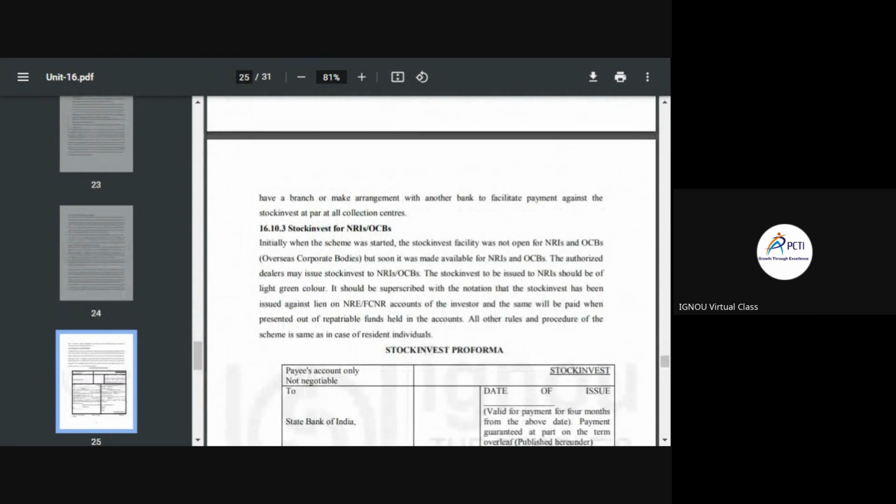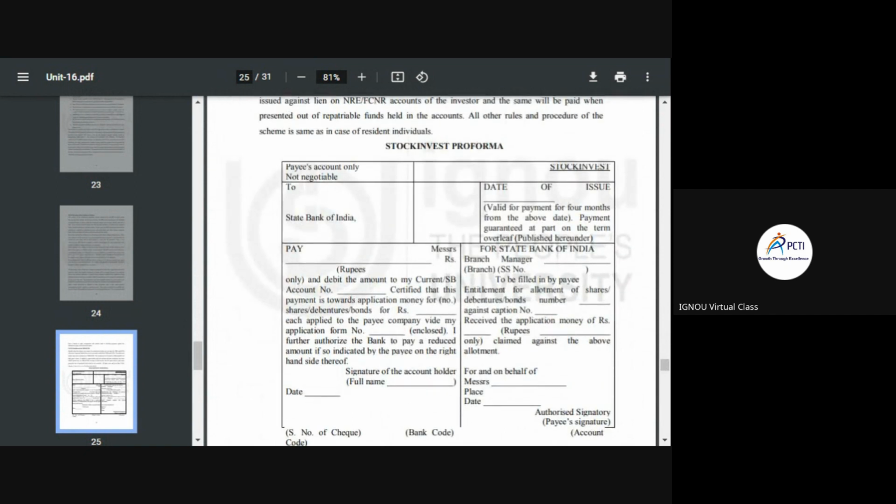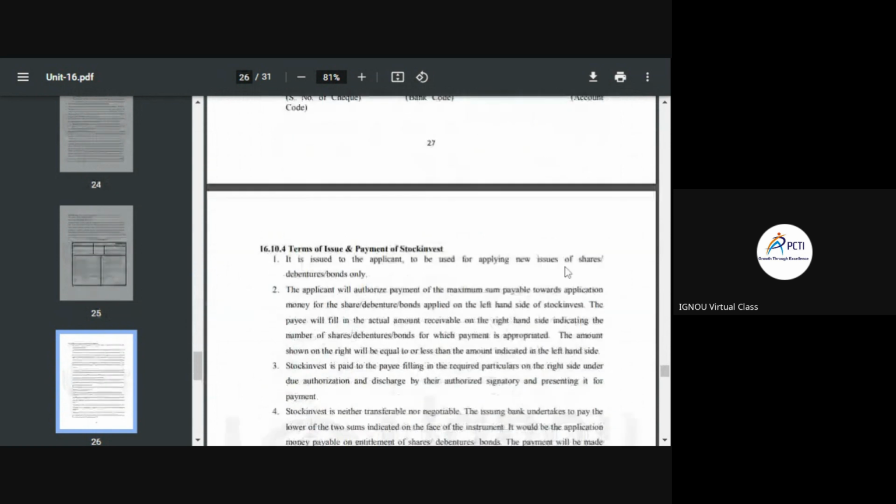Now we have the proforma of the stock investment. Like this, we can see the stock invest proforma. In this particular one, we have the pay account only, that is not negotiable. Then to which bank we are mentioning it, then the date of the issue, then the declaration from the bank point of view and from the pay bank point of view, then serial number of cheque with code, then bank code, and then there is an authorized signatory and pay signatures account.